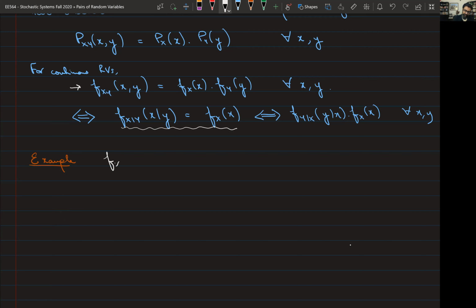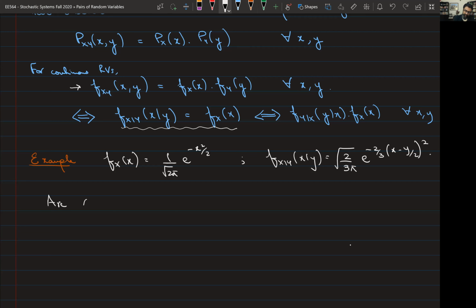Okay. f_X(x) is, this is actually the previous example that we did, 1 upon root 2 pi e raised to power minus x squared by 2. And if x given y turns out to be equal to root 2 by 3 pi e raised to power minus 2 by 3 (x minus y by 2) whole squared, are x and y independent?